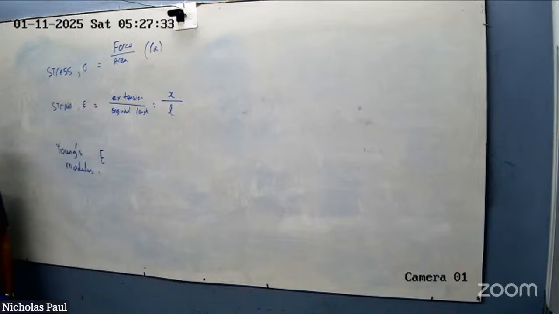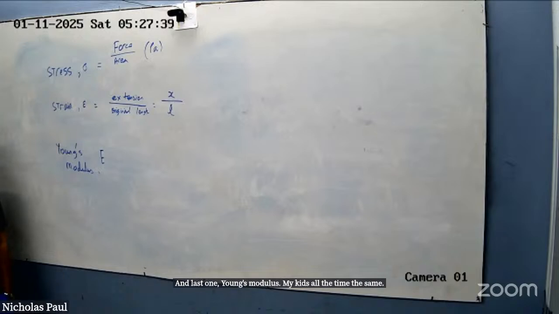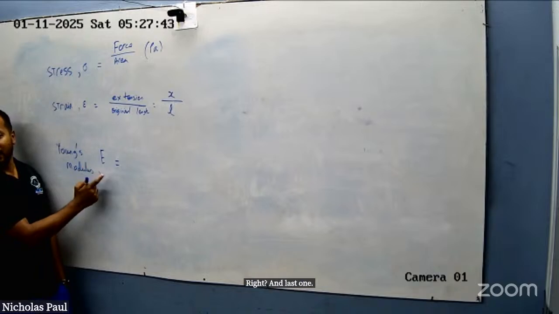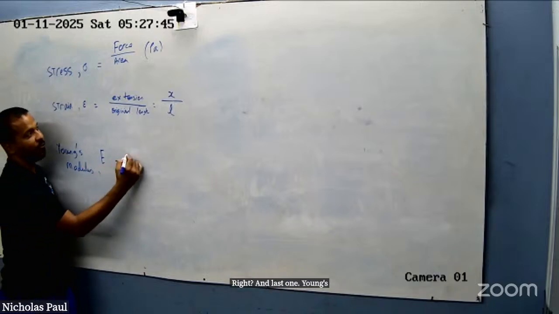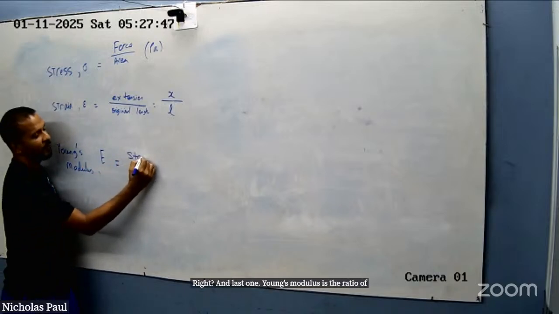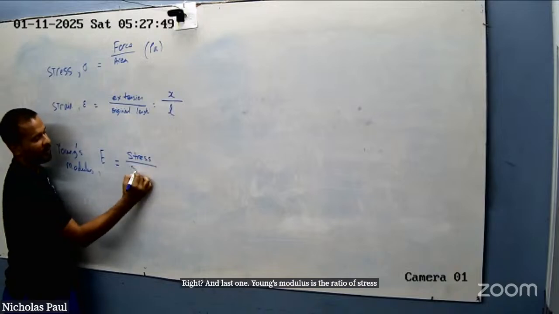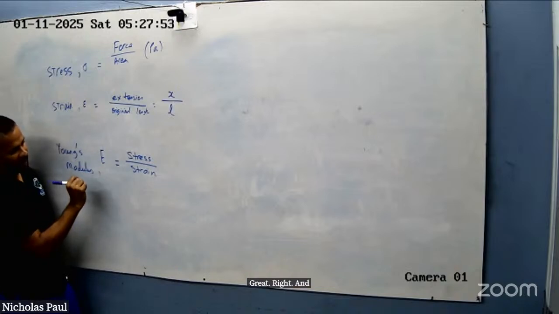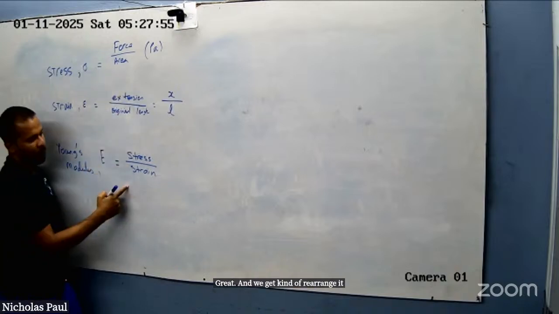And last one, Young's modulus. Young's modulus is the ratio of stress over what? Strain. And we could rearrange it, plug in these two, and it will look like this.